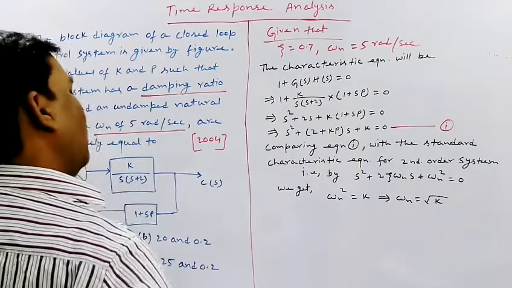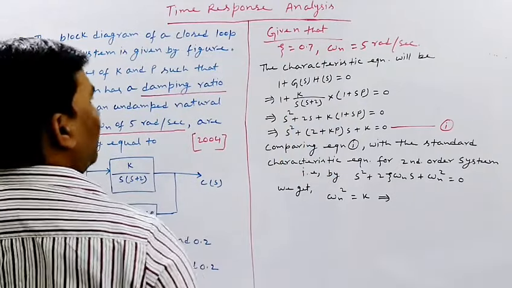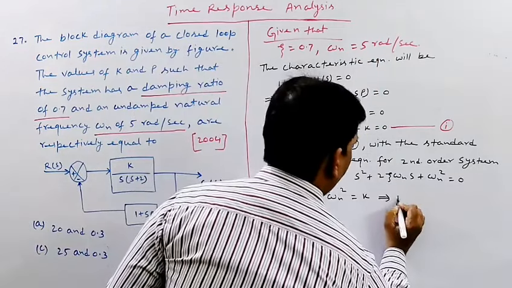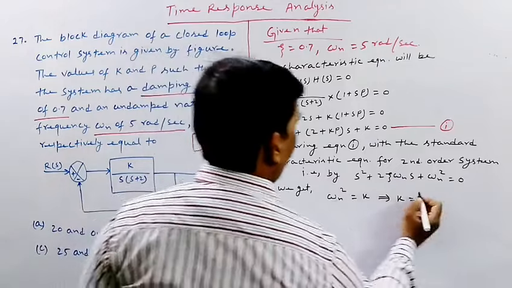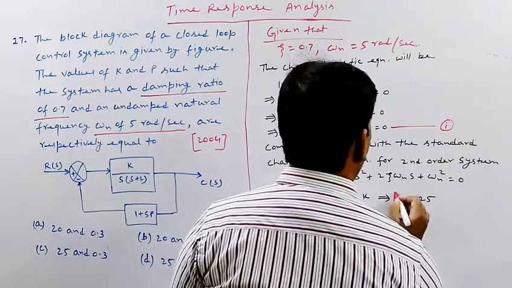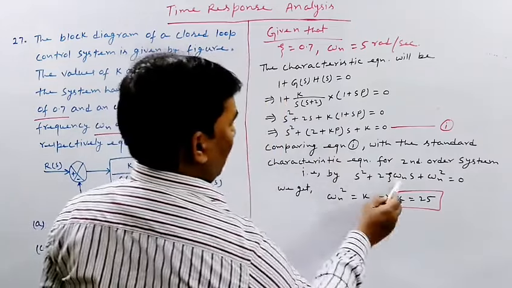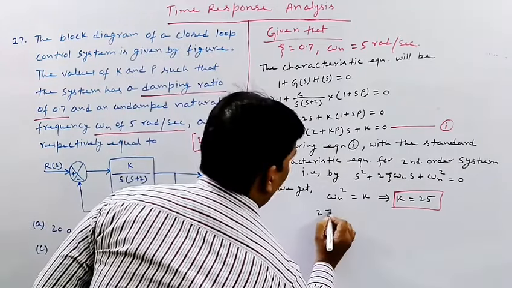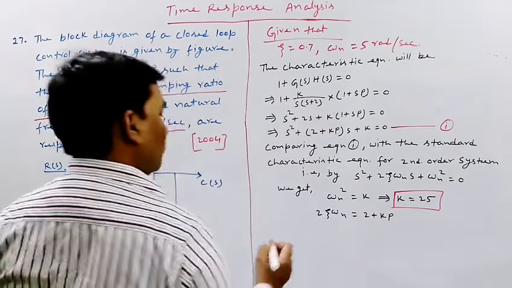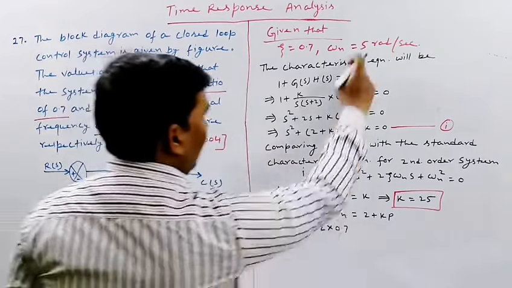So now the question is asking about the value of K. It is given that omega n equal to 5. So this will give K equal to omega n square. So omega n square is nothing but 25. So now we have got the value of K as 25. Now again, by comparing these two terms, we can write 2 zeta omega n is equal to 2 plus KP. It is given that zeta is 0.7 and omega n is 5.